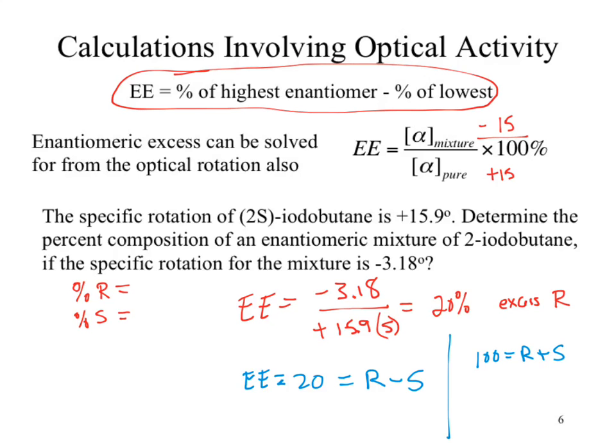If I remember right, when you go through and do the calculations, 60-40. You get 60% R, 40% S. If we look at our excess, yeah, that gets us our 20%. So the answer in that case ends up being 60% R, 40% S.